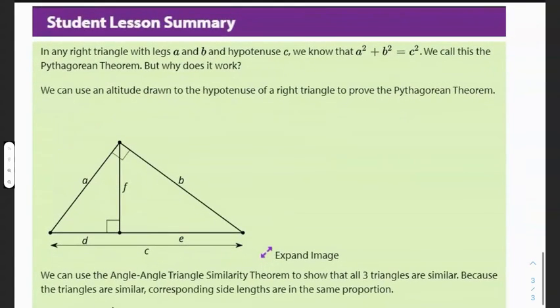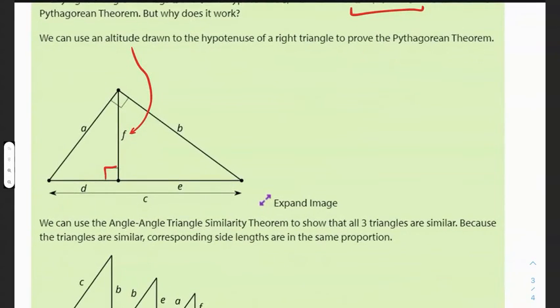In summary, in any right triangle with legs a and b and a hypotenuse c, we know the Pythagorean theorem: a squared plus b squared equals c squared. All right, but why does it work? We can use an altitude again right here. It has to have that 90-degree intersection. So we have an altitude drawn to the hypotenuse of a right triangle to prove the Pythagorean theorem. Looks like they changed the letters. I think that was x and this was y, but they changed it to d and e. It's fine. Still works.